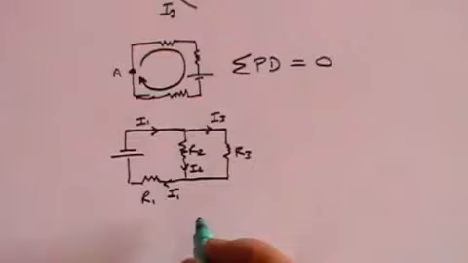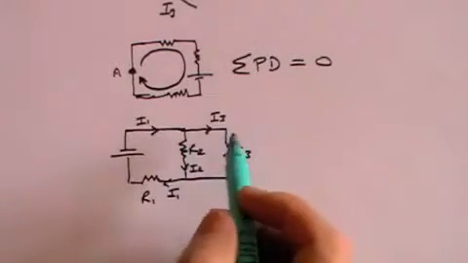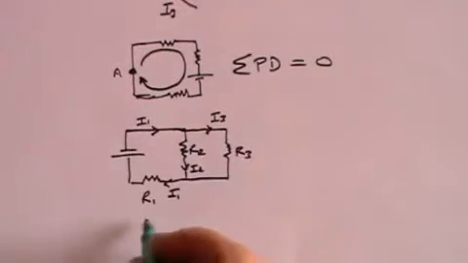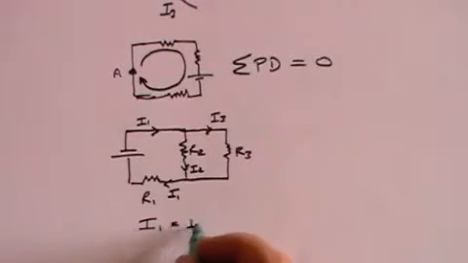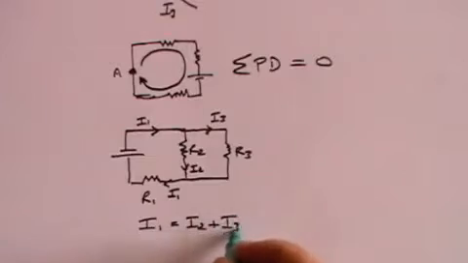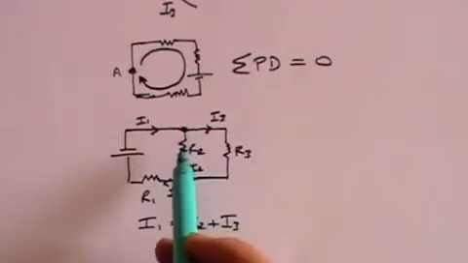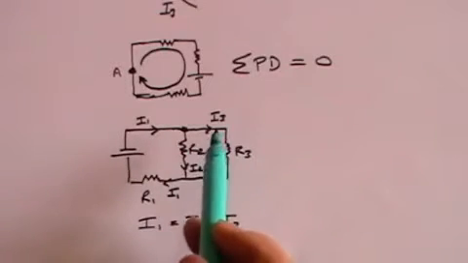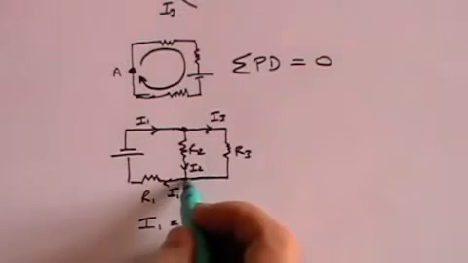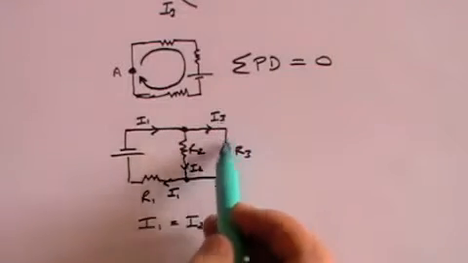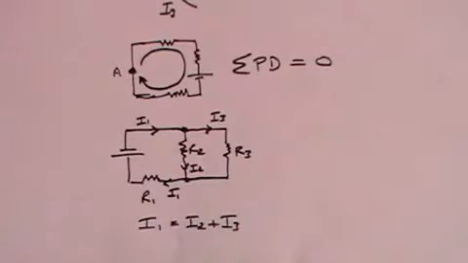Now, how can you use Kirchhoff's rules? Well, the first thing you can say is that using the first law, I1 equals I2 plus I3. That is true at this junction, where I1 splits up to become I2 and I3, and it's also true at this junction, where I2 and I3 rejoin to form I1.